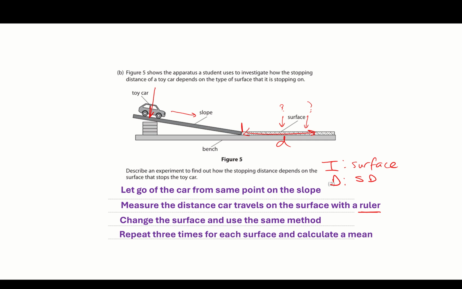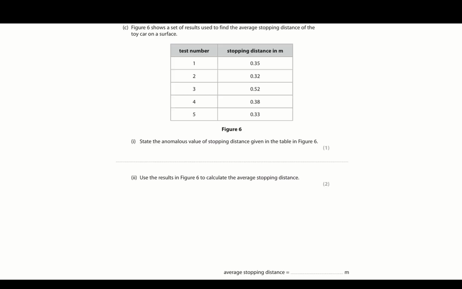We're after any 2 of those marking points. But the crucial part is let go of the car at the same point, measure the distance that it goes on the surface with our ruler.